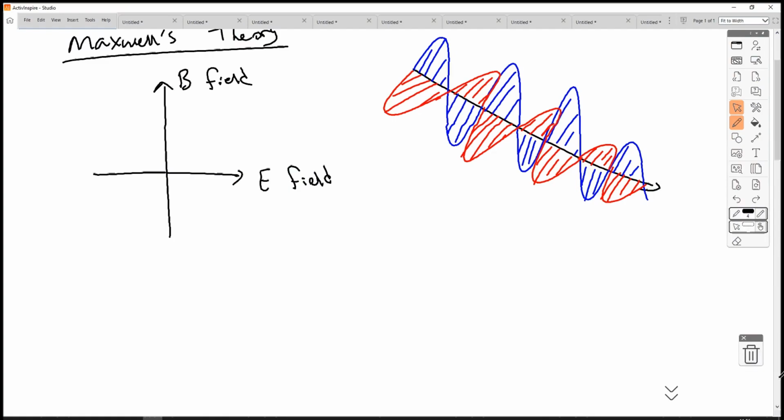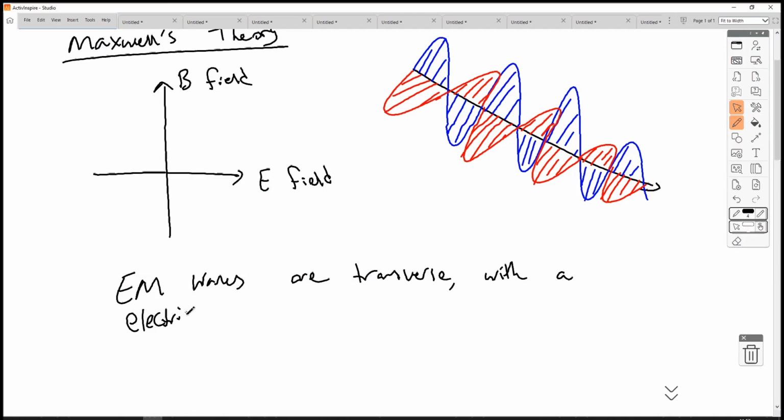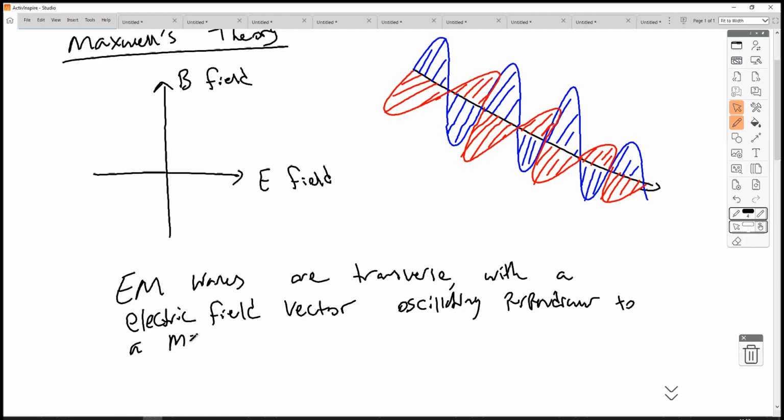So EM waves are transverse with an electric field vector oscillating perpendicular to a magnetic field vector.